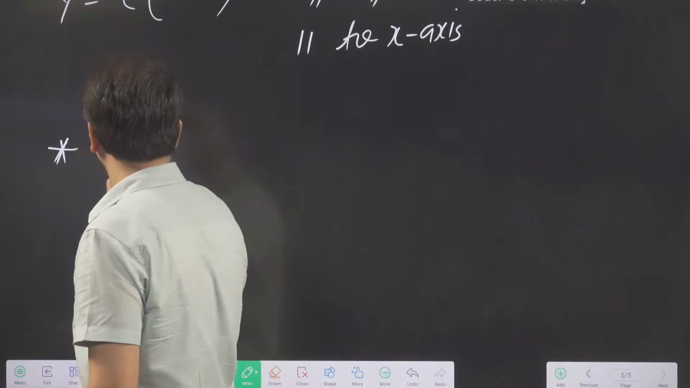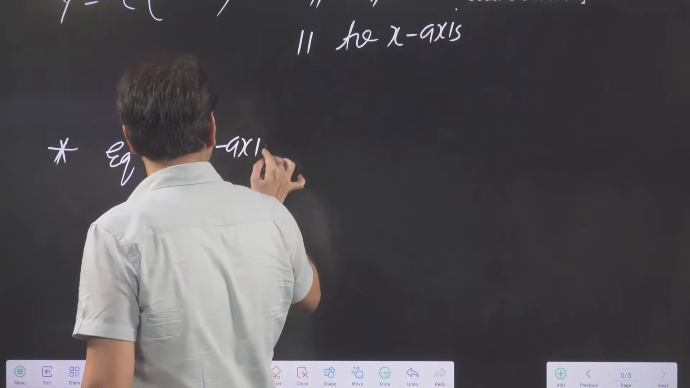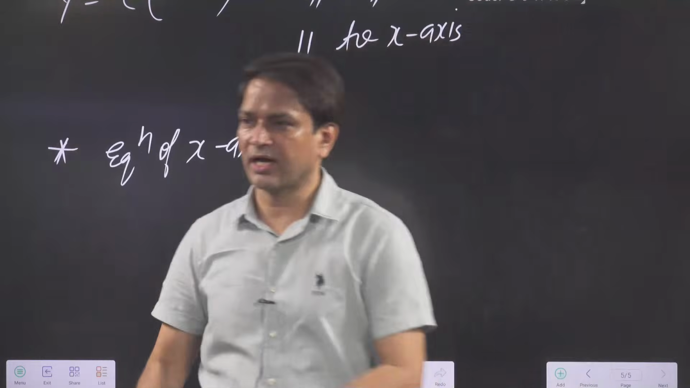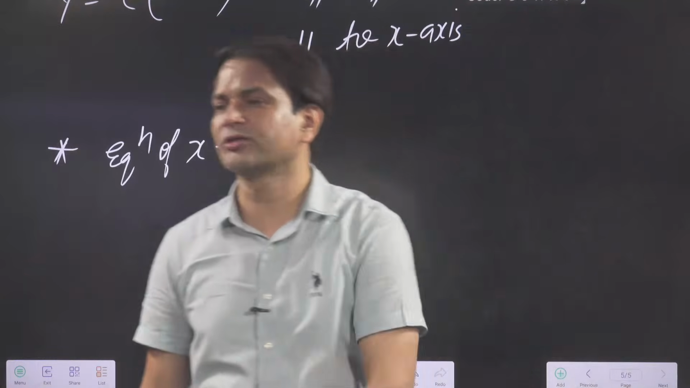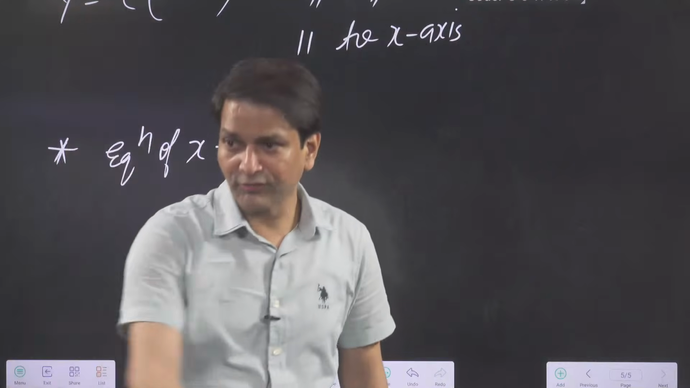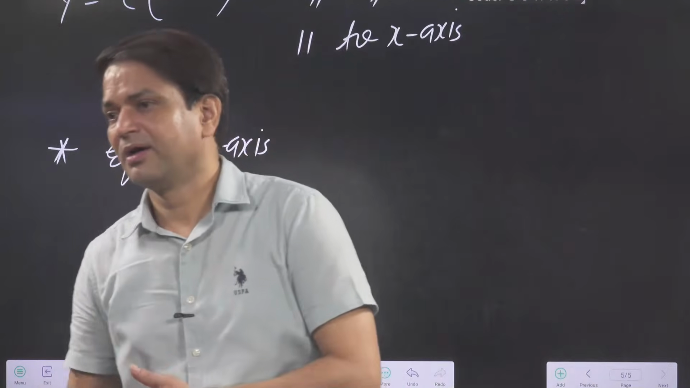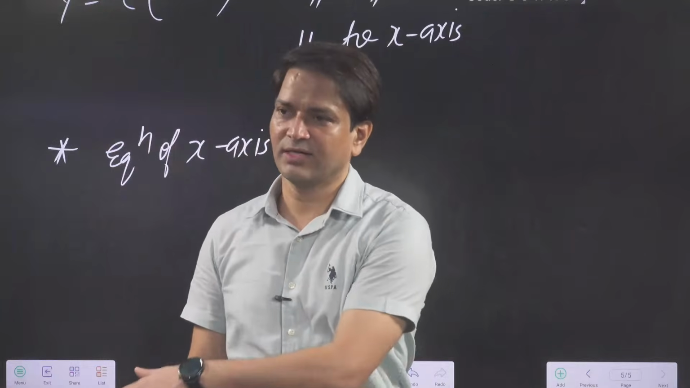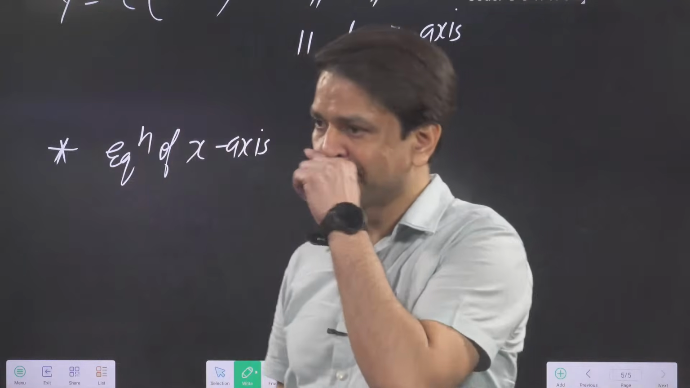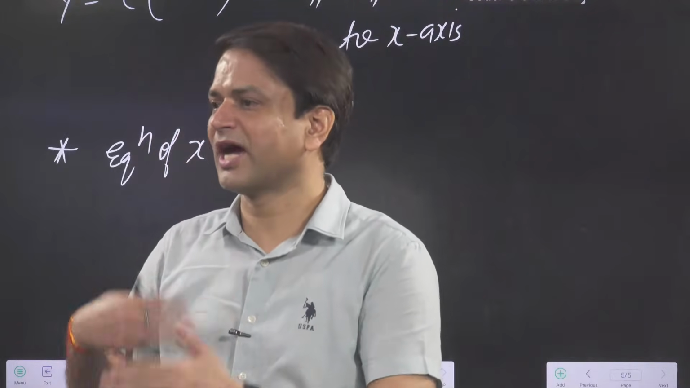Similarly, if I am saying equation of x-axis, what is the equation of x-axis? So x-axis is the line. Suppose I am running on the floor. What is the height I am covering? Suppose height I am taking as y and floor I am taking as x. I am running on the floor. What is the height I cover?